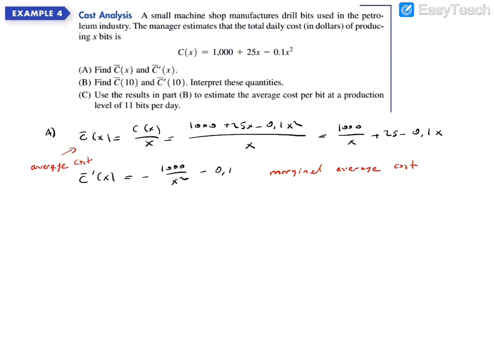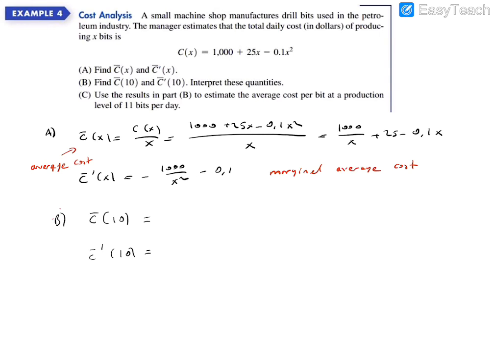Let's look at part B. In part B, find C bar, just as a calculation question. We calculate C bar at the point 10, and you will see these values are different, and the derivative of C bar at the point 10. And in the last part, I will interpret that result.